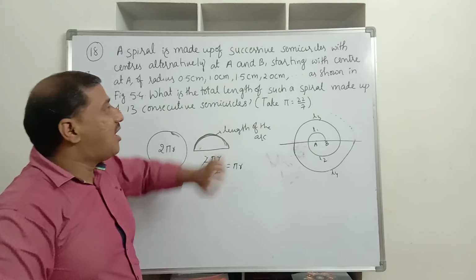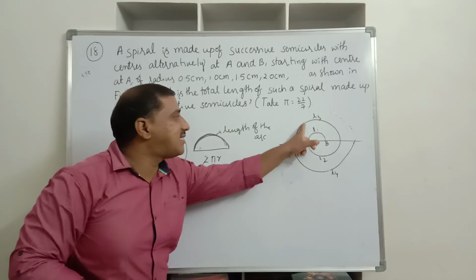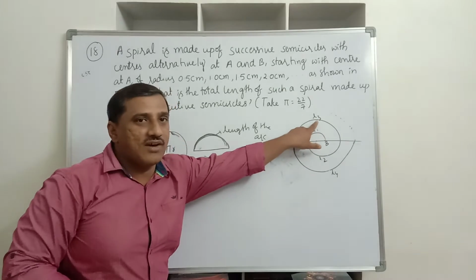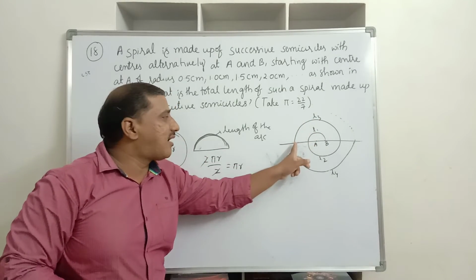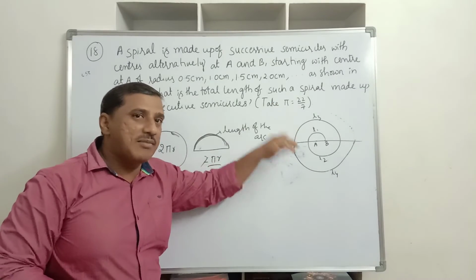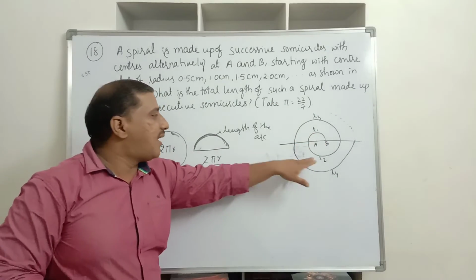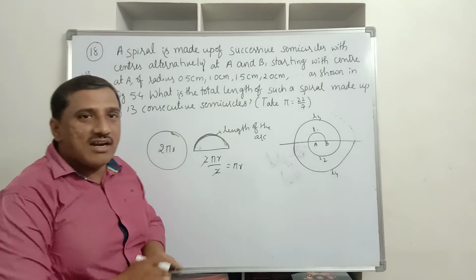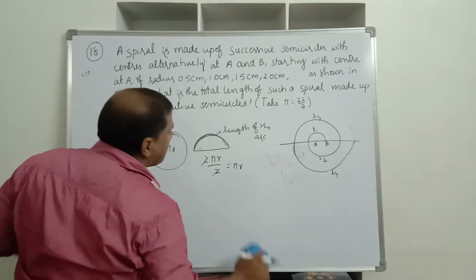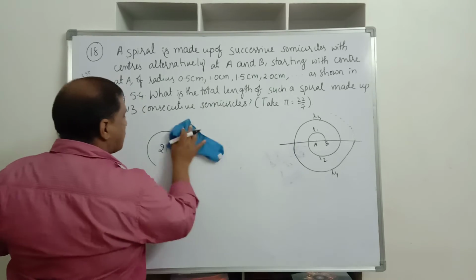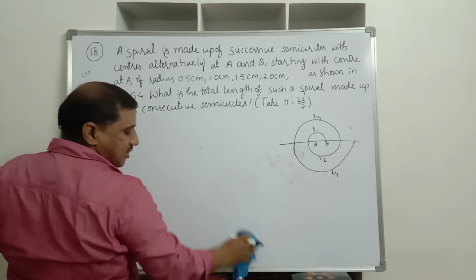Here, consecutively, this is the length of the semicircular arc. L3 stands for the length of the third semicircular arc. Then L1 is the first semicircular arc, and L2 is the second semicircular arc. Now, what is the length of the semicircular arc, as we have studied in the lower classes also? It is pi r.